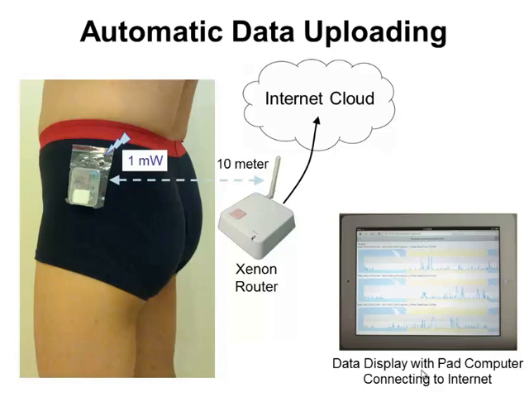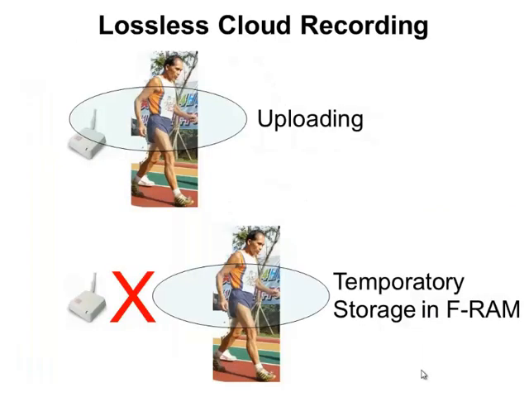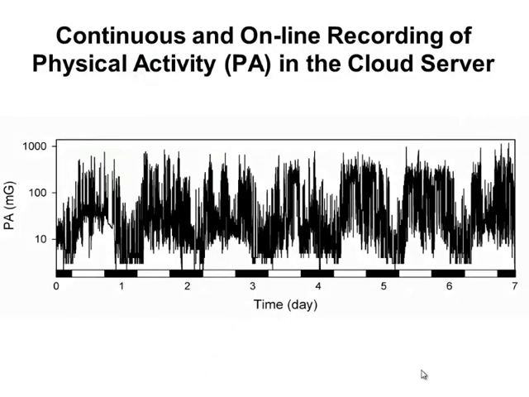If you are far from the radio frequency range, you don't have to worry about data loss, because the data will be temporarily stored in the RAM of the device. So next time you go close to the router, the data can be safely uploaded. Using this technique, we can very easily collect data from many people.